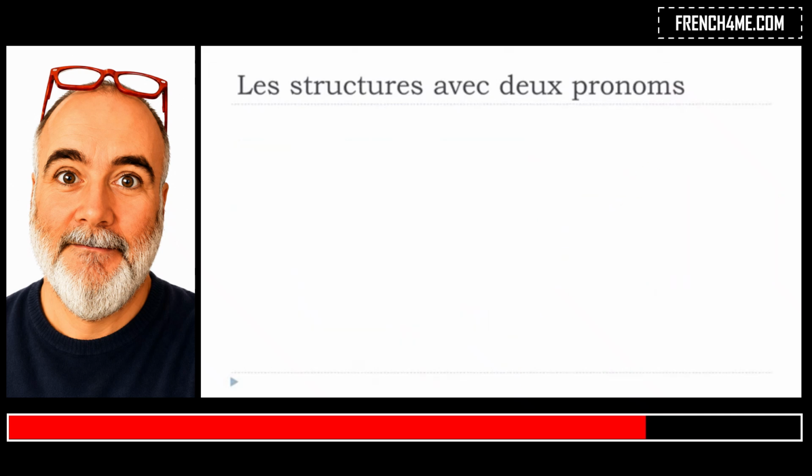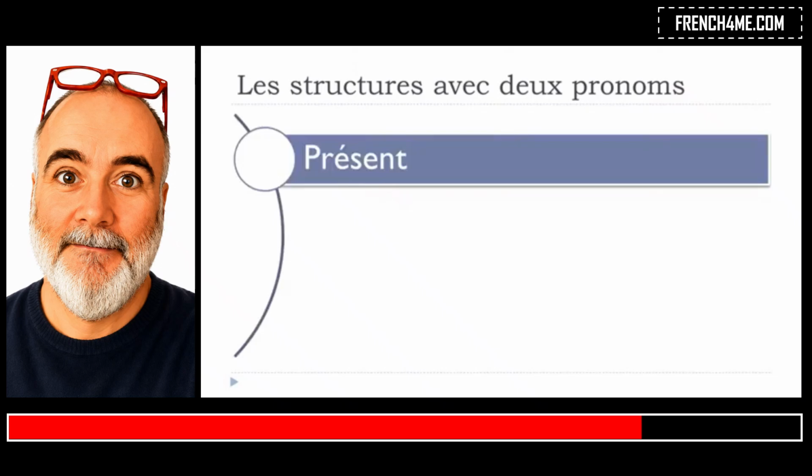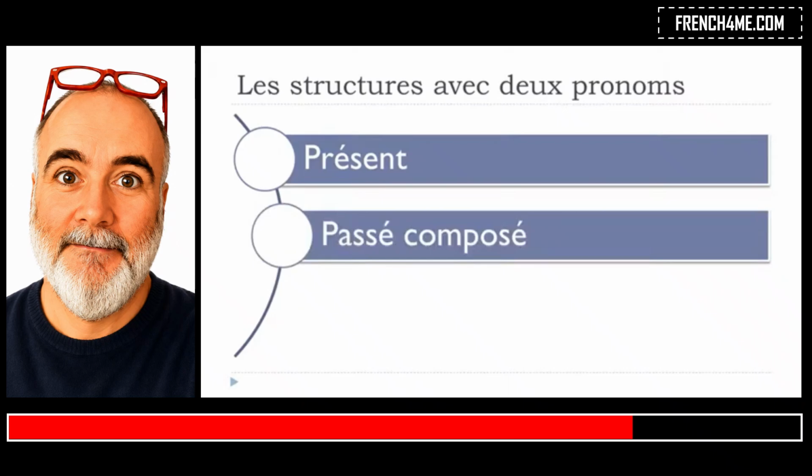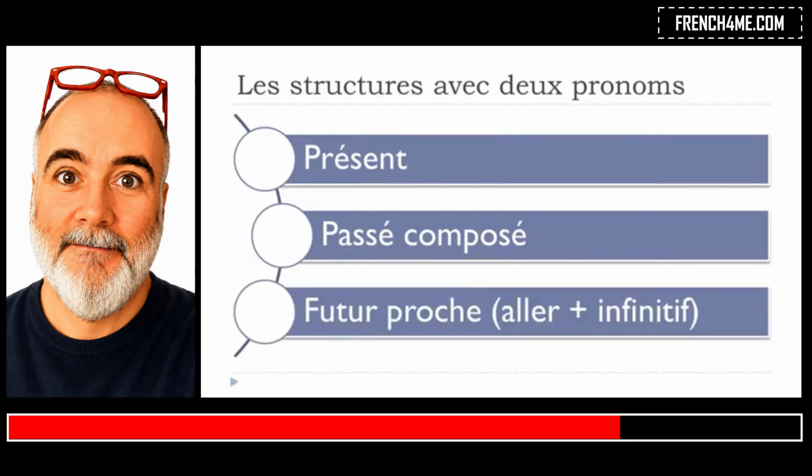Okay, so we'll see a few examples, and I thought it might be useful to put the examples in the present, le présent, and then the passé composé, because if you remember correctly, the passé composé is what we call a composed tense. And then the futur proche, this near future structure that you normally make with the verb aller and then your verb at the infinitive. It's quite interesting because in that case, it gives you two verbs, okay? So the question is, how do you place your pronouns when you've got two verbs in your sentence?